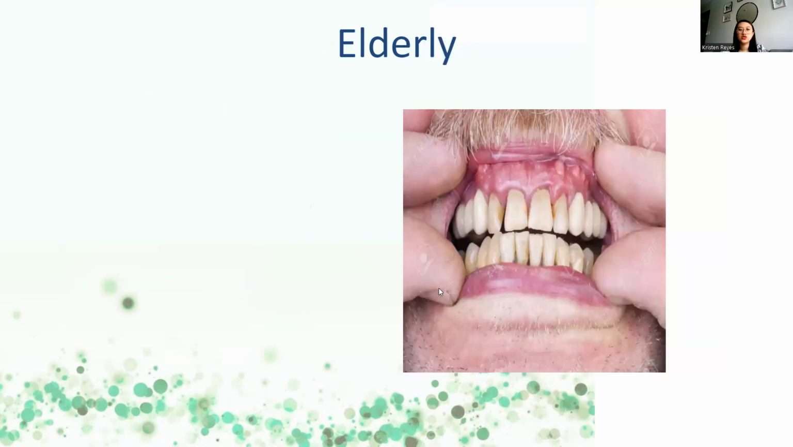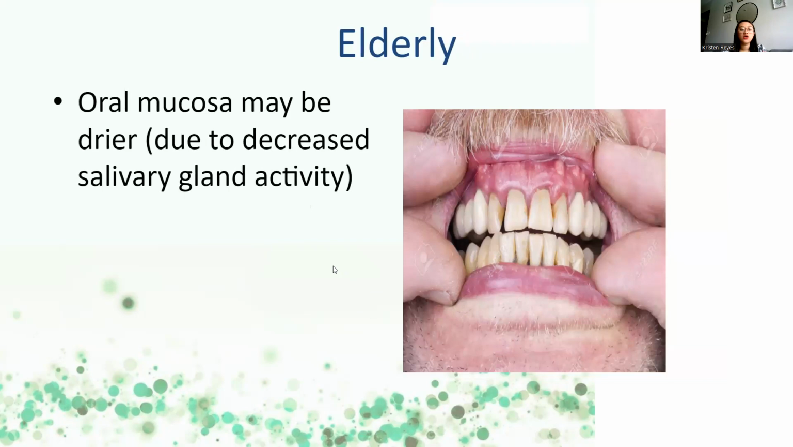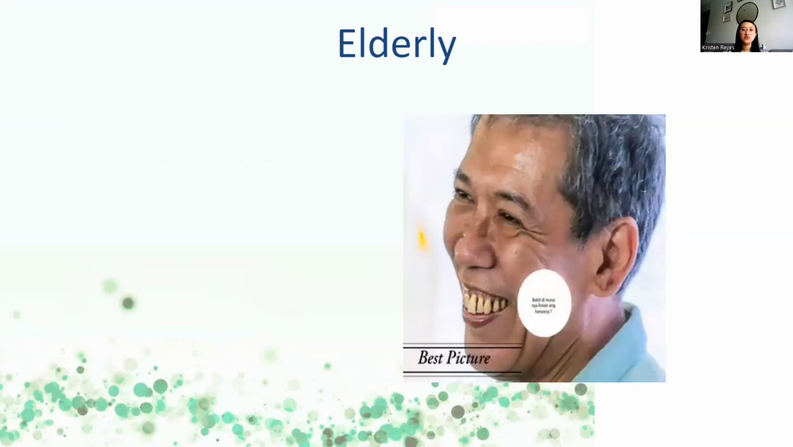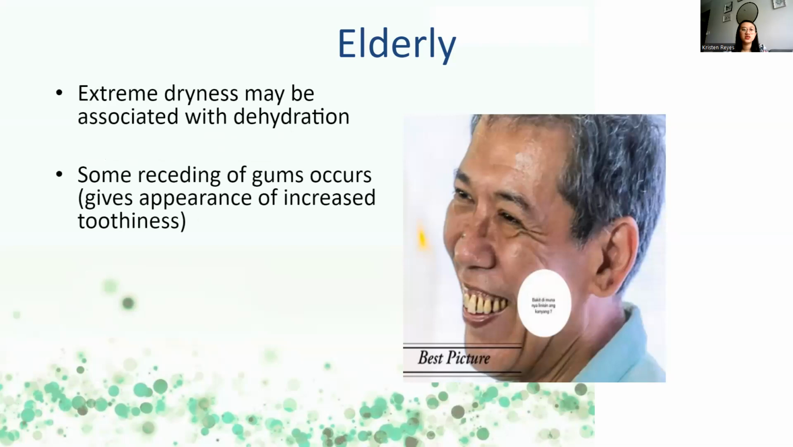So, we're done with children. Let's go with elderly. Oral mucosa may be drier due to decreased salivary gland activity. Decreased salivation may occur due to some medications being taken, such as diuretics, antihypertensives, and even antihistamines. No? So extreme dryness may also be associated with dehydration.